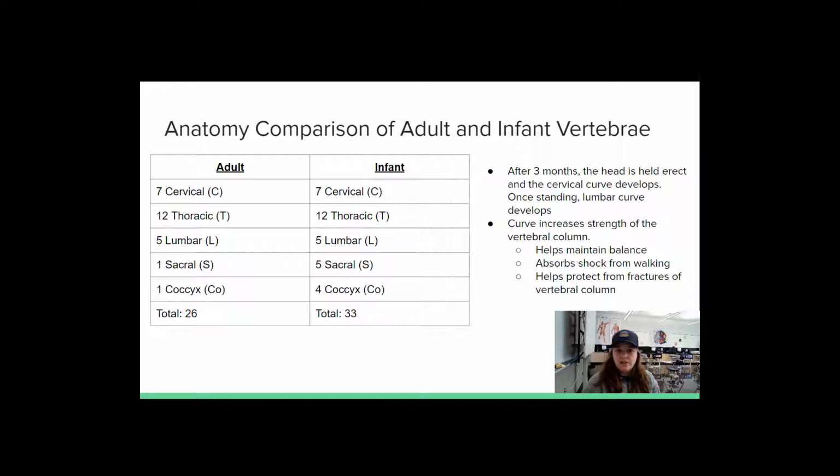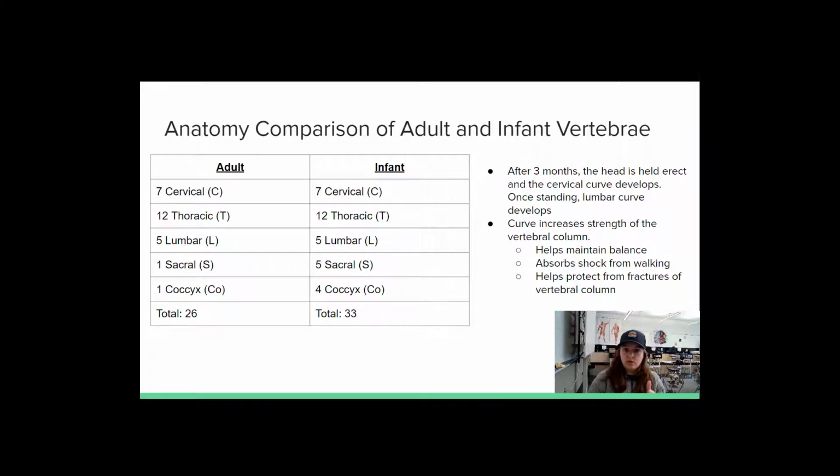And then a characteristic of the curvature of infant spines: babies are born with a C-shaped spine. So that's why they're able to grab their feet so easily and put them in their mouth and be really bendy in that way. And it's because they haven't developed their cervical curve or their lumbar curve.